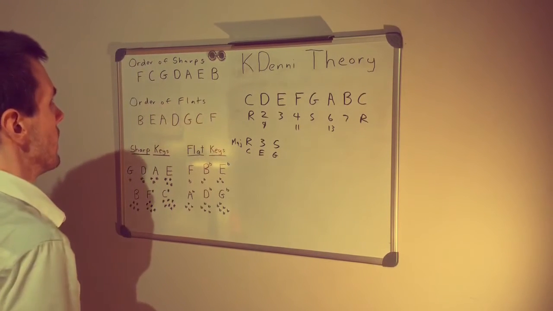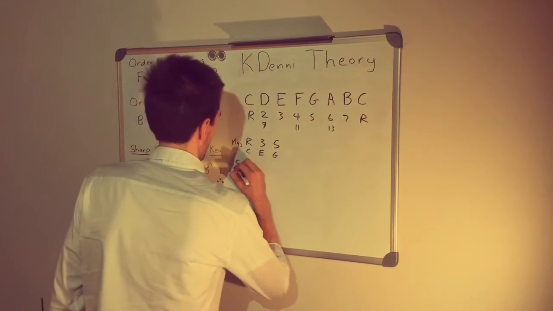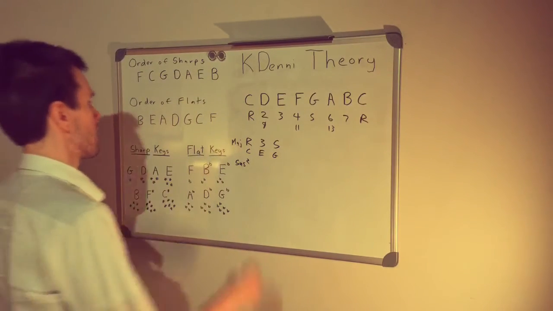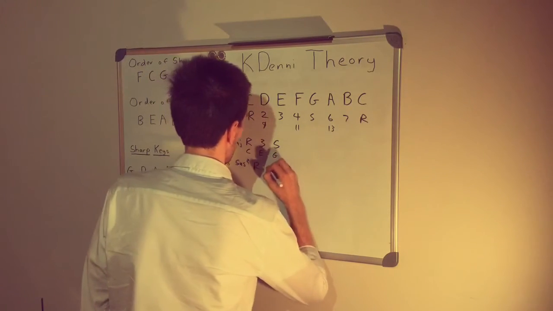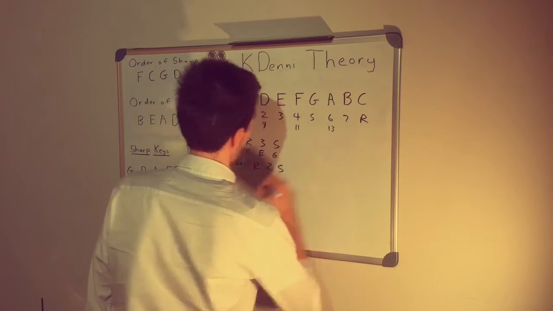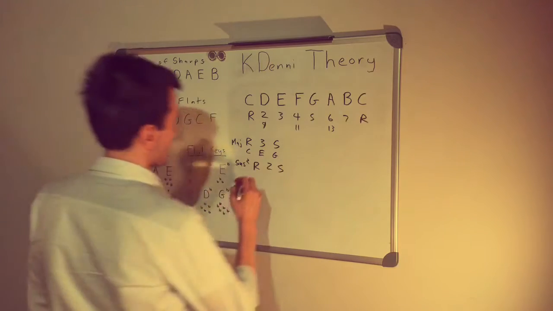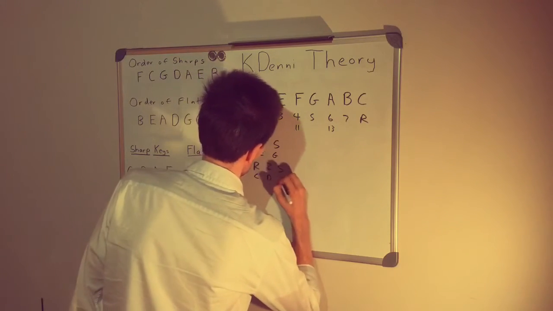So the first type is the sus2 chord. That gives you root, 2, and 5. We're taking the third and lowering it to 2. So we have C, D, and G.